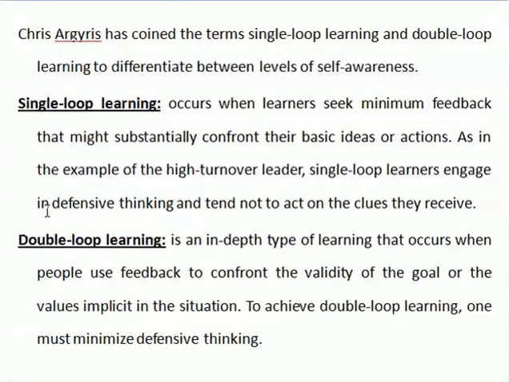Here we have one more, double loop learning. It occurs when feedback comes to the validity of the goal or the values implicit in that particular situation. To achieve this, one has to accept the feedback. These people in double loop learning minimize their defensive thinking towards the opinion given.